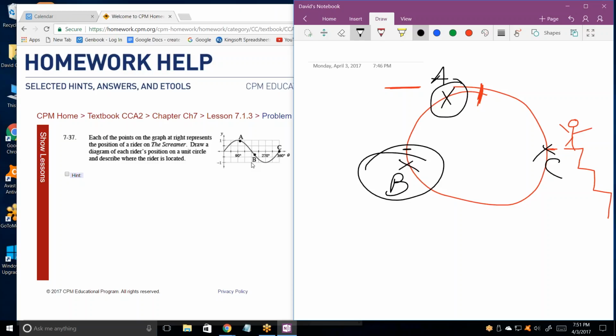The only answer we can give them is that A is beyond the peak, B is beyond the middle point, and C is back to the point we got on. And that's the only answer that makes any sense for this problem.